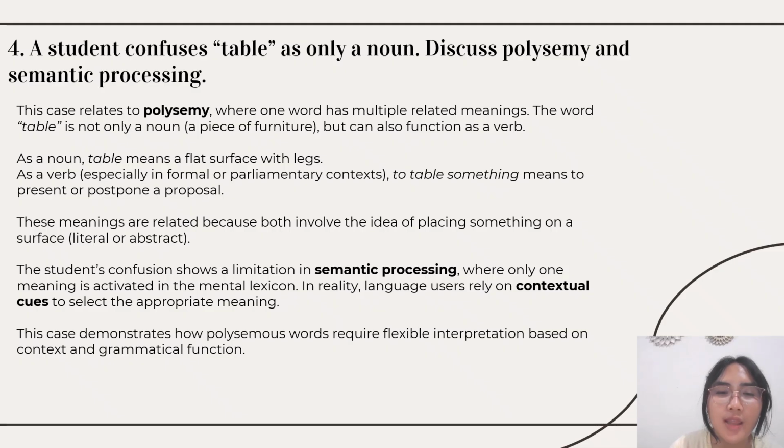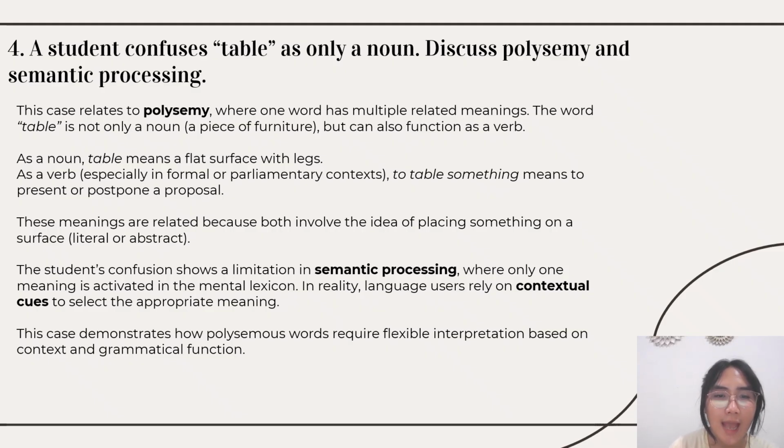This case relates to polysemy, where one word has multiple related meanings. The word "table" is not only a noun, a piece of furniture, but can also function as a verb. As a noun, table means a flat surface with legs.